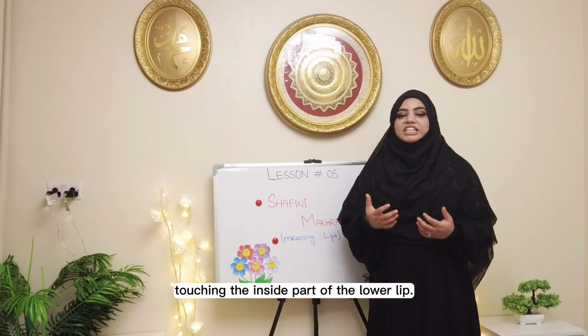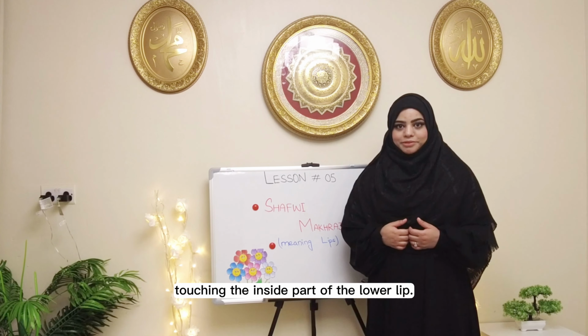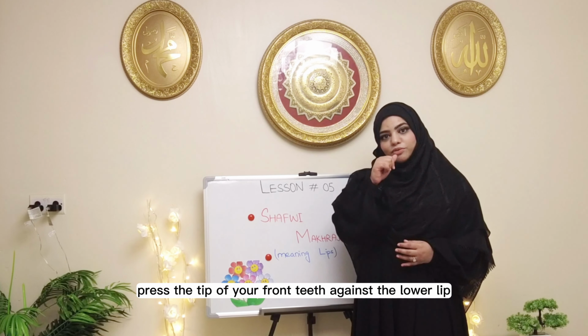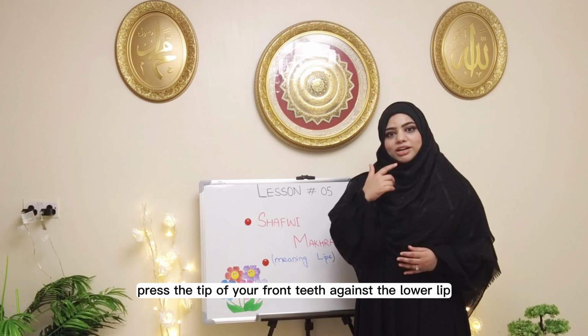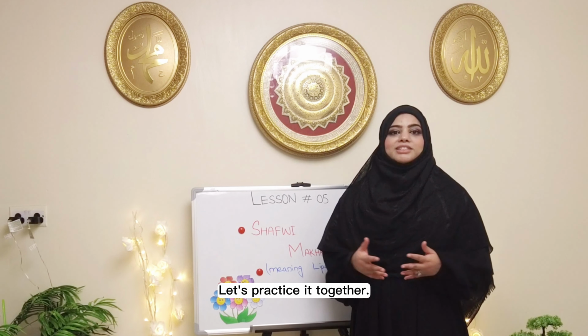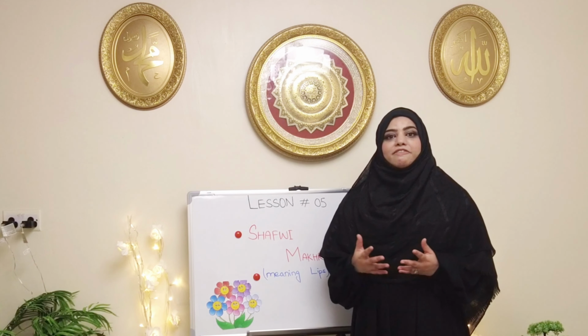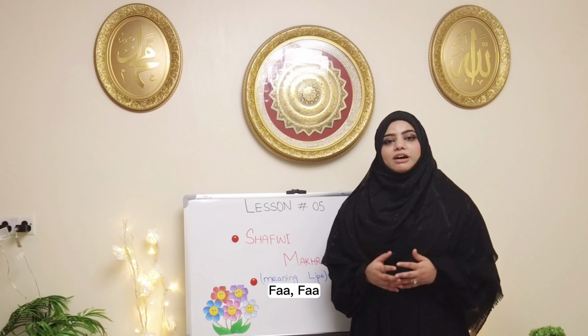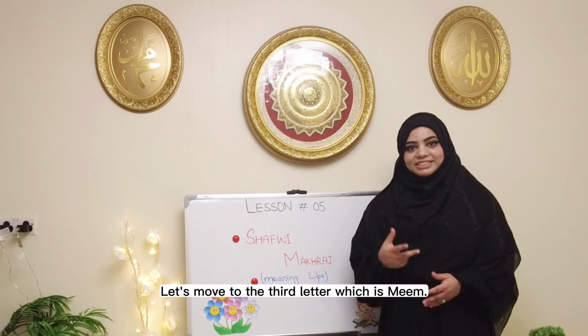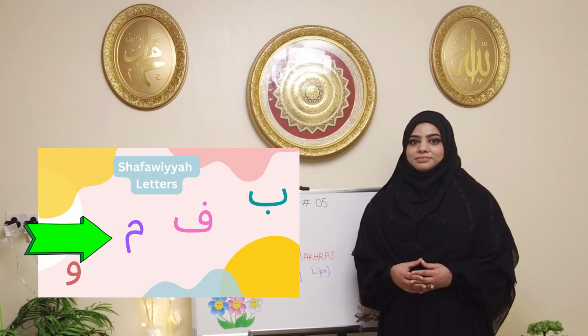Second Shafawiyyah letter is Fa, which is pronounced from the edges of the 2 upper front teeth touching the inside part of the lower lip. In order to pronounce the letter Fa, press the tip of your front teeth against the lower lip and exhale through the mouth. Let's practice it together. Fa, Fa. Perfect.